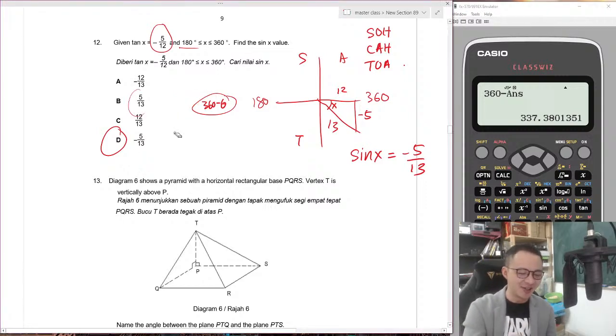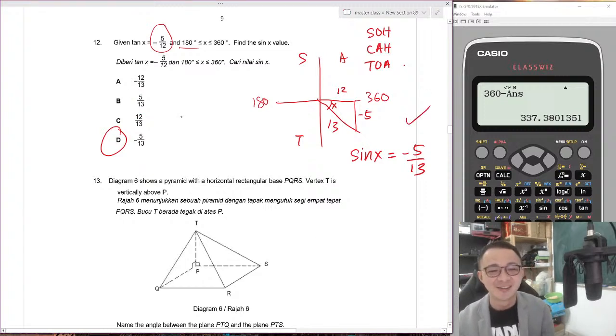I think this method is very stupid lah. Just use back the first method. It's a lot faster.